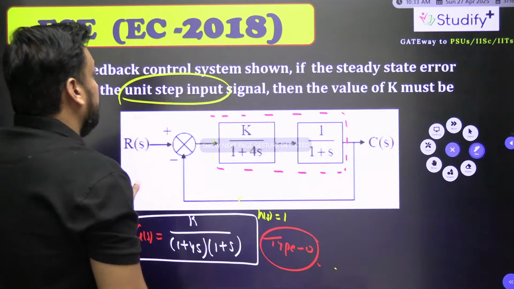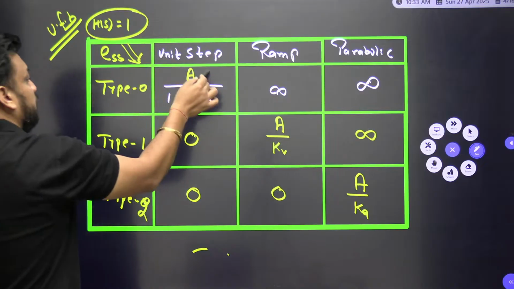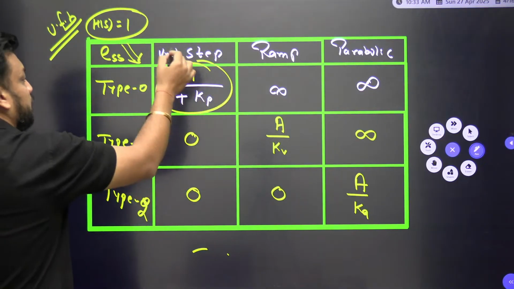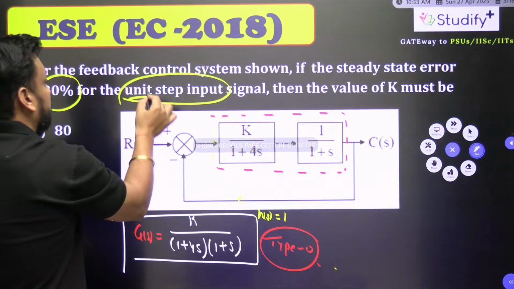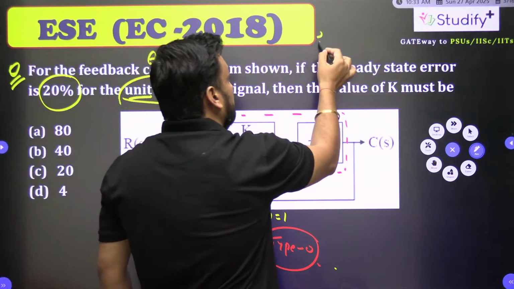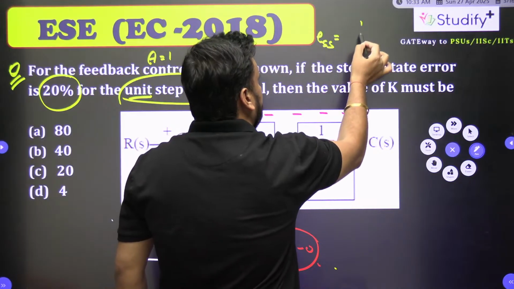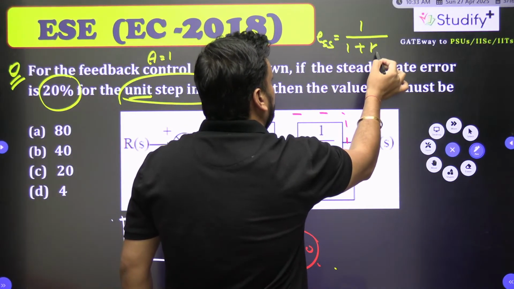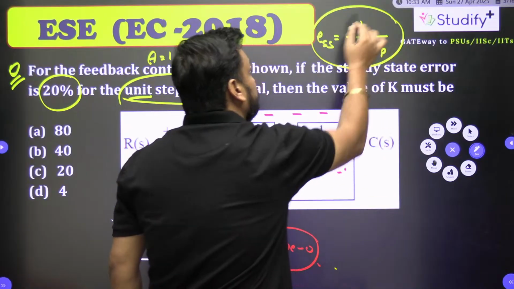I will show you here. See, type 0 step input meets at A upon 1 plus Kp, and here because a unit step value is given, A equals 1. So for this particular question, my steady state error formula is nothing but 1 upon 1 plus Kp only.